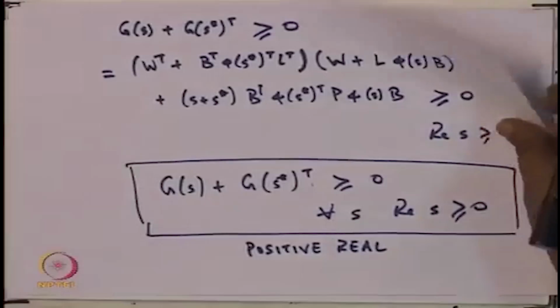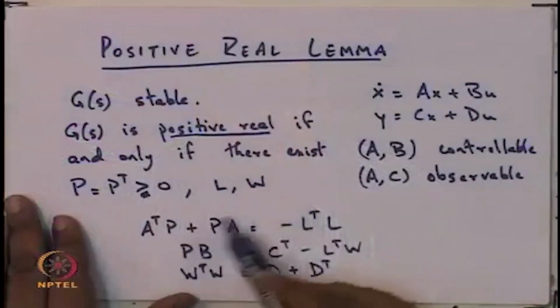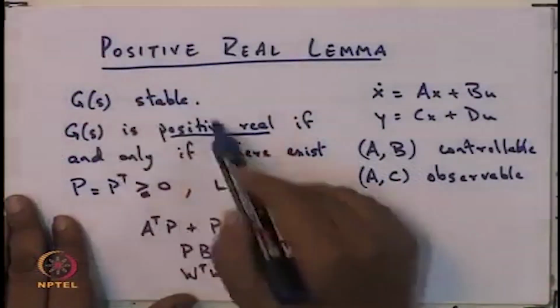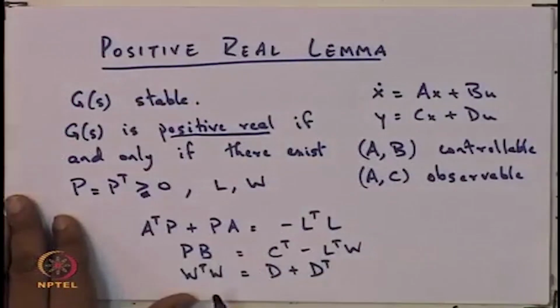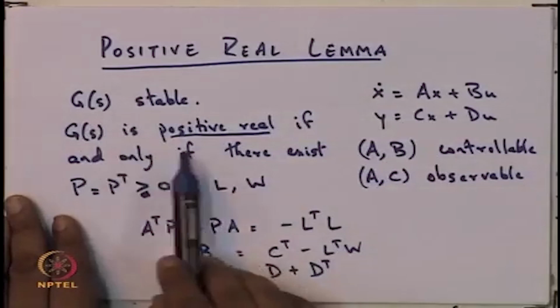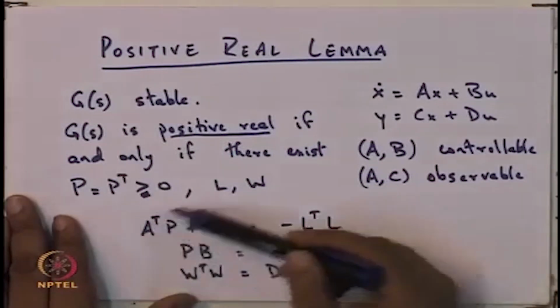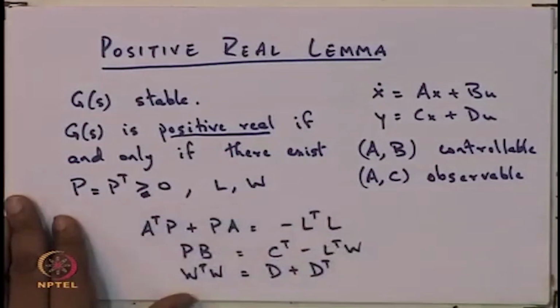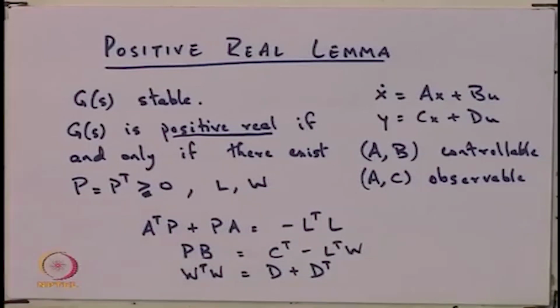So, what we have now effectively shown is one way of this argument. That means, assuming that these equations are satisfied, we have shown that this holds. Now, we want to show the other way. That means, if you assume G(s) is stable and positive real, you want to show that these equations are satisfied.